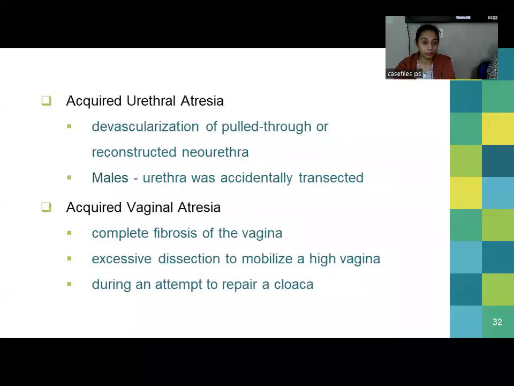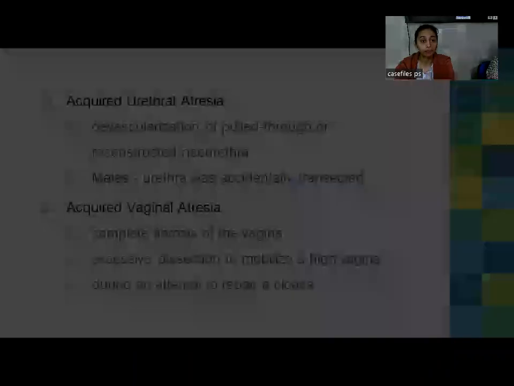There could be an acquired urethral atresia because of devascularization of the pulled-through or reconstructed new urethra, or in males when the urethra was accidentally transected. There could be acquired vaginal atresia because of complete fibrosis of the vagina, excessive dissection to mobilize a high vagina, or in an attempt to repair a cloaca.